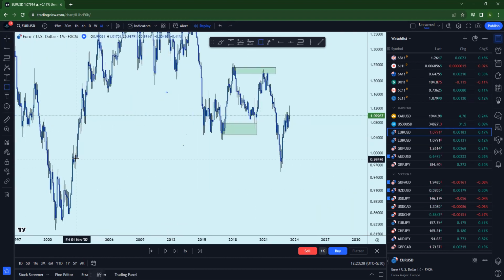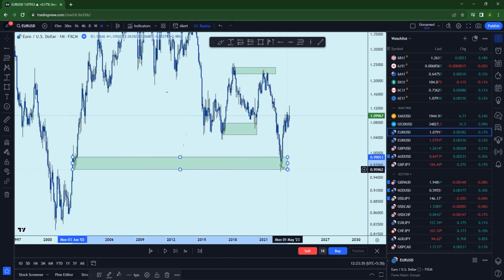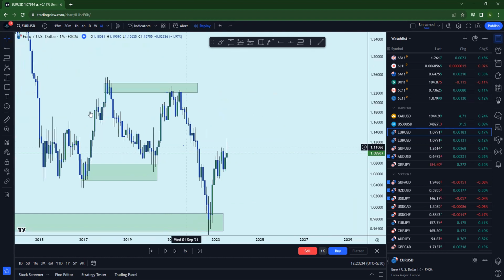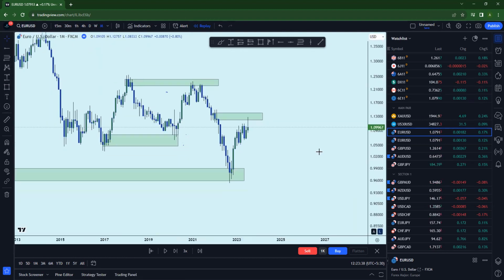Same thing here. If you look here, rally base rally, the market is reacting right now. Same thing again, if you look at this chart on the monthly time frame, the market is again reacting from here. This is the monthly time frame chart.